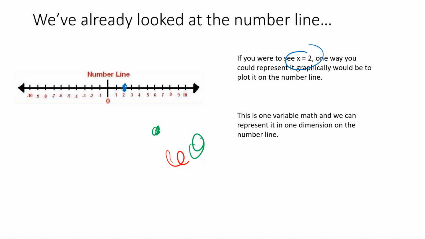This is one variable math, and we can represent it in one dimension on the number line. So the number line is one dimension. It's got this length going on. That's its one dimension. And if you only have one variable x, then you can represent it on the number line. And typically the horizontal number line is called the x-axis.